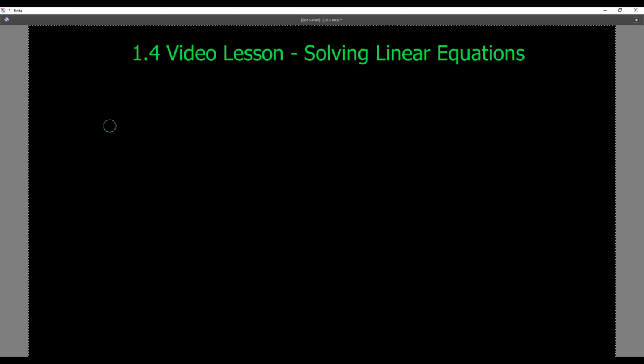We're talking about solving linear equations. I'm going to have 7 examples, okay? So with these 7 examples, you should get through the assignment pretty easily. Okay, so here's example number 1.